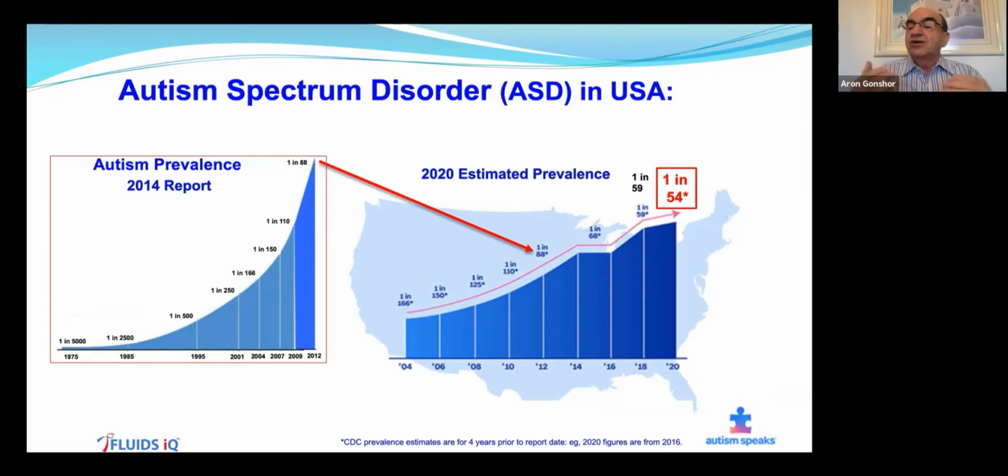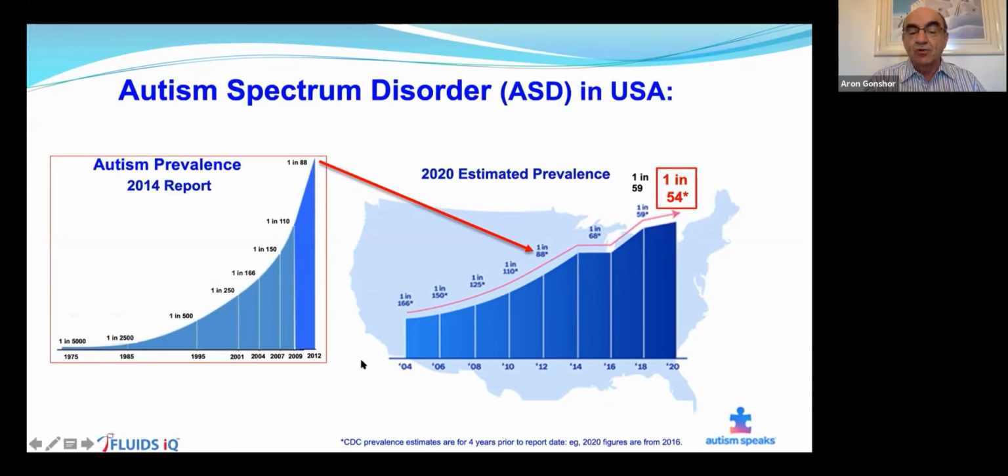Now, you can argue if it was 1 in 5,000 or 1 in 4,000, but it was definitely a small number. By 2012, that had gone to 1 in 88. And that has now increased, by the time we have reached close to 2020, to something which we estimate to be 1 in 54. I would submit to you, we've got a problem here.